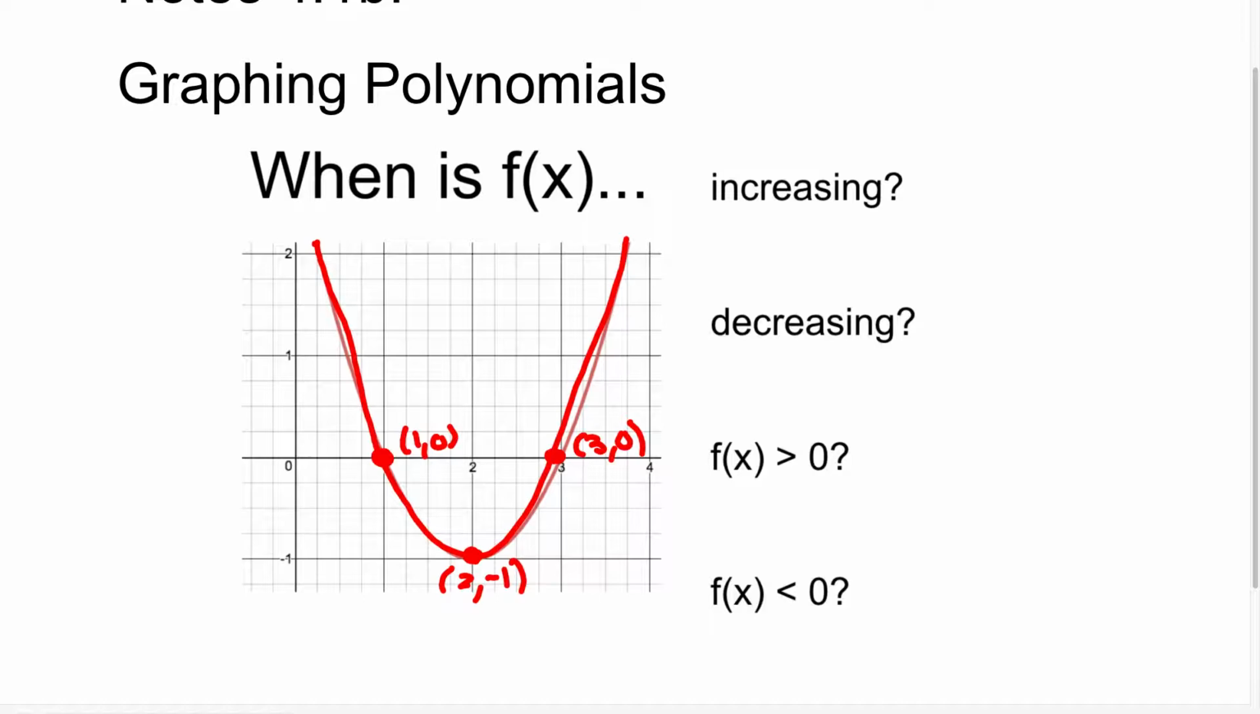At the beginning, I am decreasing, and then at the vertex or that turning point, I start increasing. So I'm going to go ahead and label those. I'm decreasing here, and I'm increasing here.